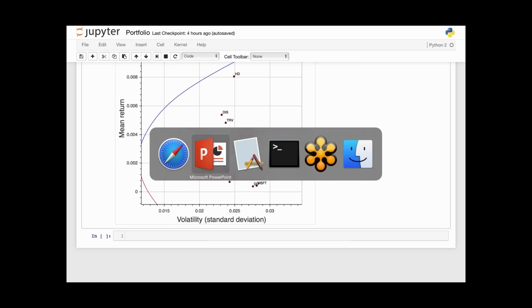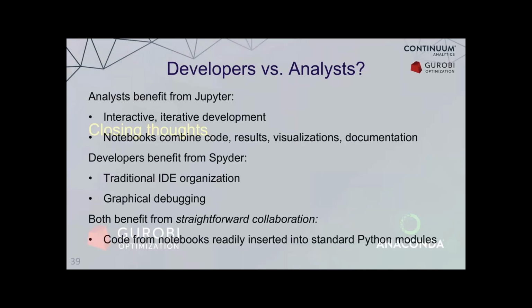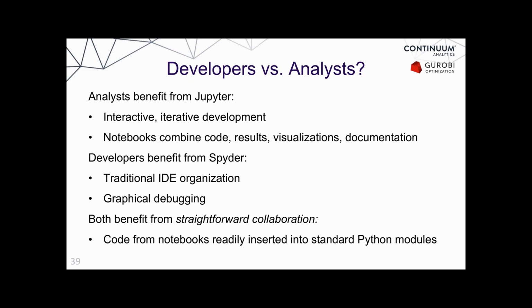So let's drop back to the presentation, and we've got some closing thoughts. First of all, let's talk about developers and analysts and their collaboration. We think that analysts, people who prefer working in the mathematics and less in the development, are going to greatly prefer Jupyter. They're going to love it because it gives you this interactive, iterative development style and these self-documenting notebooks that combine the code that they've tried and the results they've obtained and any visualizations that support their work and documentation. On the other hand, developers might benefit from more traditional IDEs like Spyder.